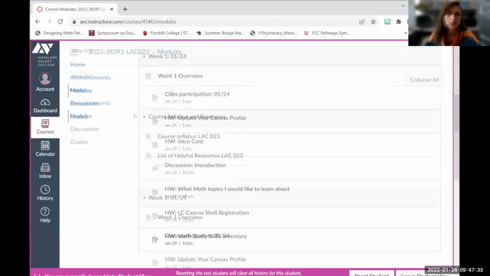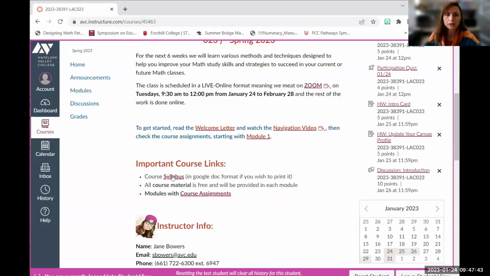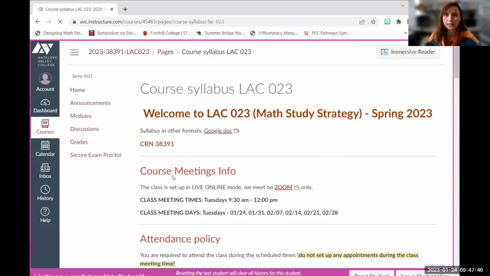Let's go back to the syllabus. I want to open the syllabus and look at the grading system. There is no grade in this class. It's just pass, no pass. And my goal is to help you learn as many good study strategies for math to help you succeed in your future, or current, if you're currently taking math classes.